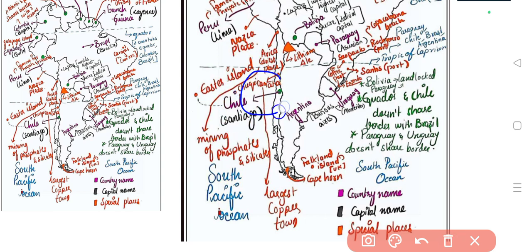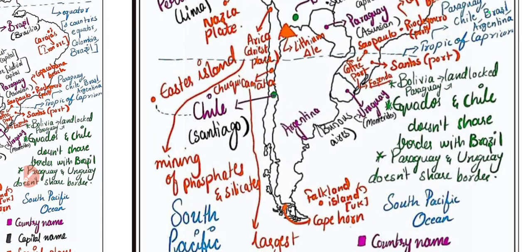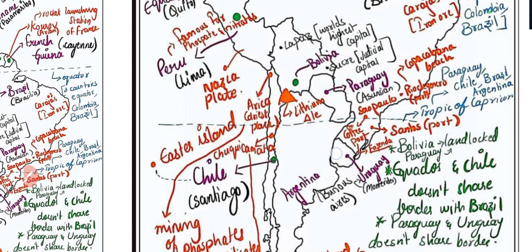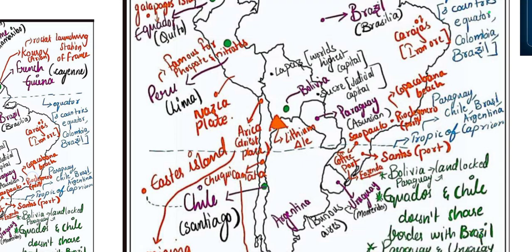In the middle of Chile there is Chuquicamata, which is the largest copper town. And also we have something called Cape Horn in the Chile area. And also in the Southern Atlantic Ocean, there is an island named Falkland Island which belongs to the UK. And next comes Argentina. Argentina's capital is Buenos Aires. And Argentina, Bolivia and Chile constitute a triangle which is famous for lithium, that is called the lithium triangle.